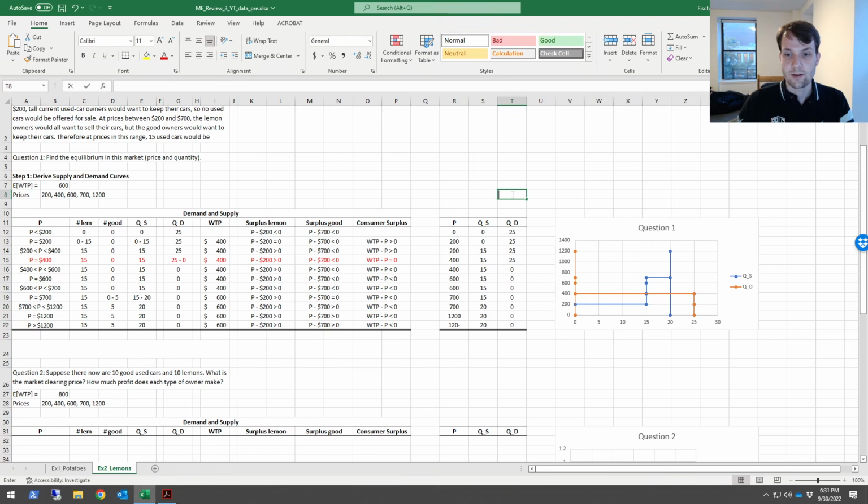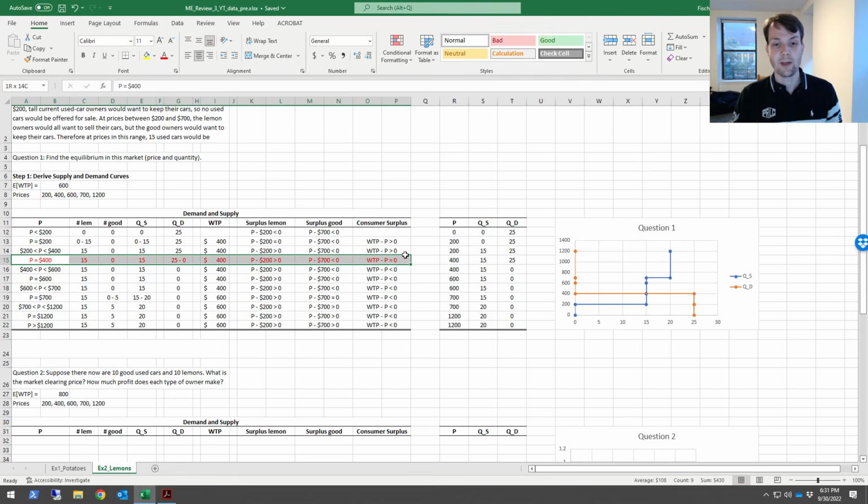And the plot you can see on the right-hand side should be fairly familiar looking. This is exactly what you did in class when you have these sort of kinky demand and supply functions, and you can see where they intersect. That's exactly at a quantity of 15 and a price of 400. That's what we found as the equilibrium previously as well.